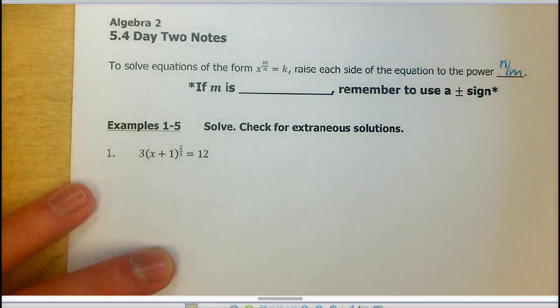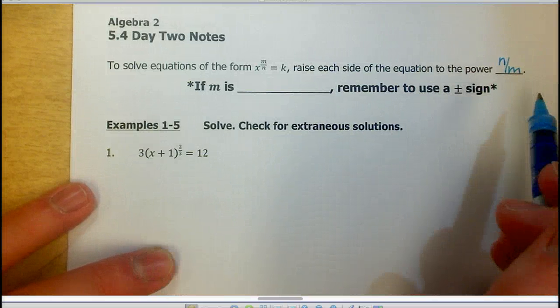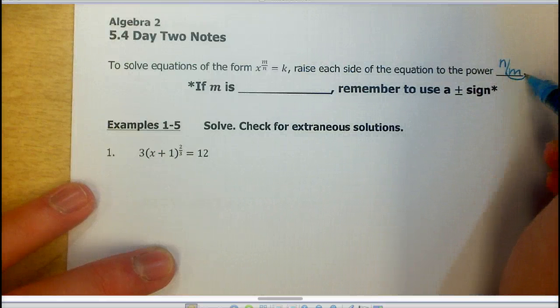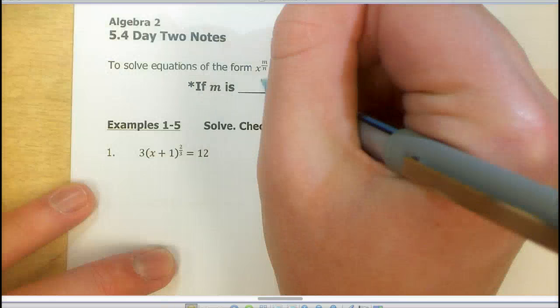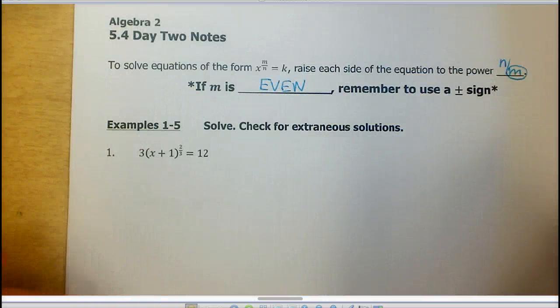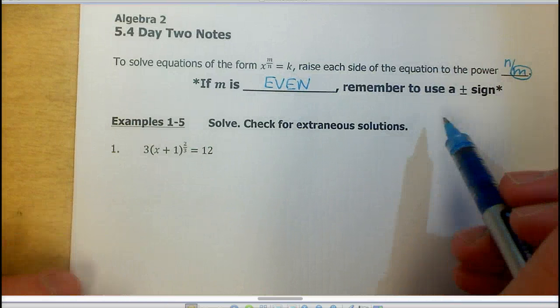One thing we do want to watch out for is if the n value is even, so the denominator of the power you're taking each side to is even, then you must remember to use a plus or minus sign in your answers, and we're going to see why that is down here in example 1.